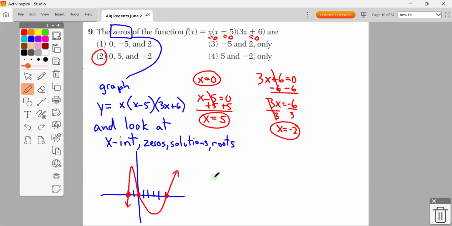In question number 9, the zeros, remember zeros, x-intercepts, solutions, or roots all mean the same thing, of this equation. All right, type that equation into your y equals. When you type it into your y equals, you get this graph. All right, what are the zeros or roots or solutions? You can see clearly that it crosses at -2 right there, that it crosses at 0 right here, and that it crosses at 5 right here. So 0, 5, and -2. You could also set each one of these equal to 0 and solve. So x equals 0, x minus 5 equals 0, 3x plus 6 equals 0. Solve those equations. Again, you get 0, 5, and -2, the same exact thing.